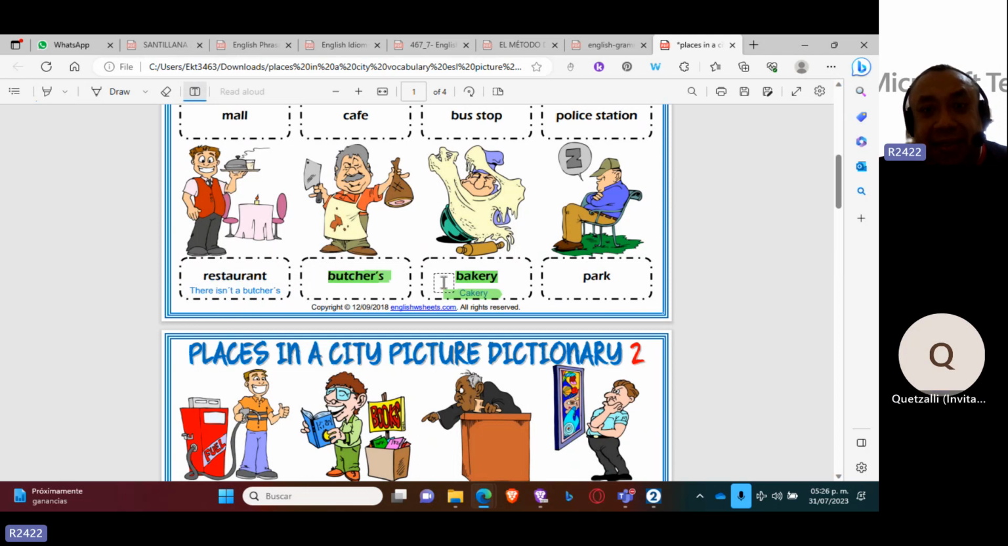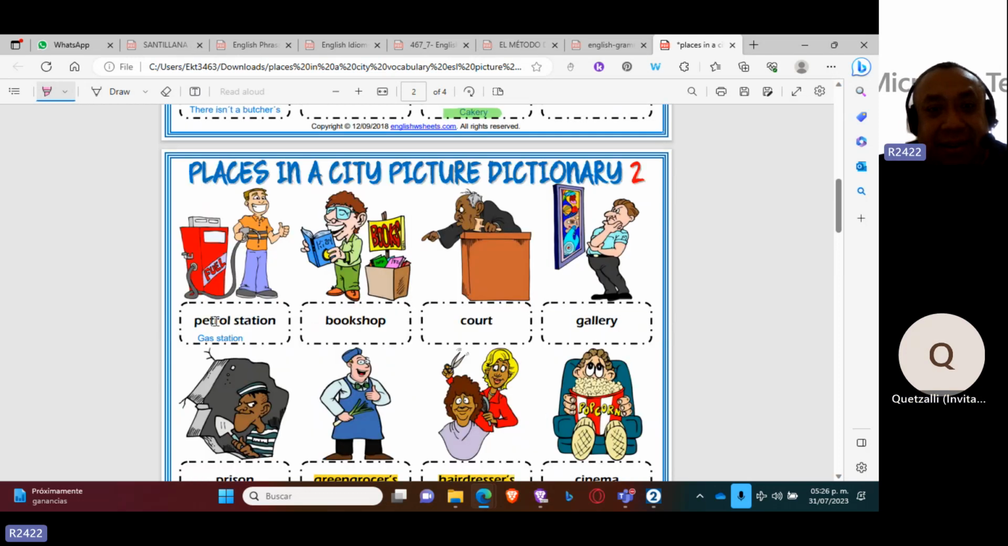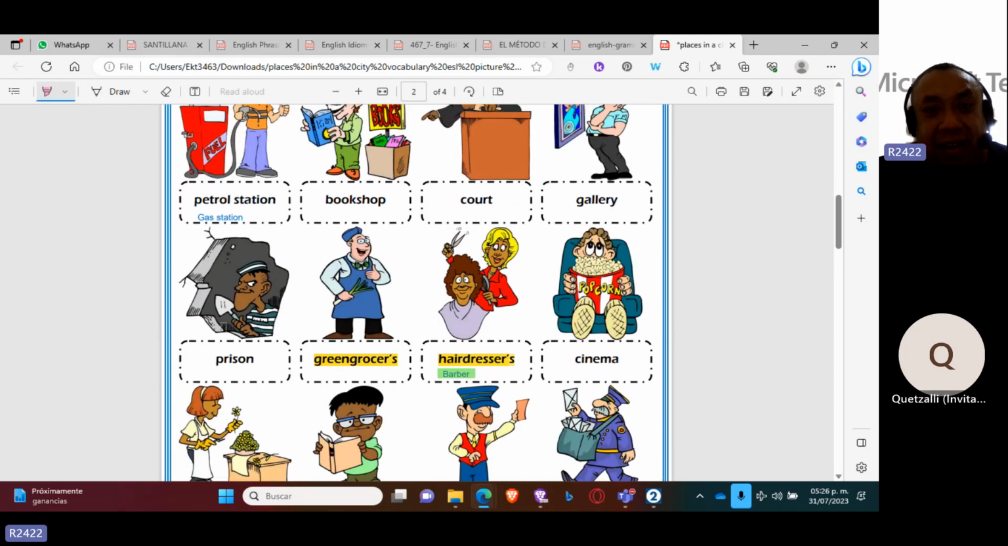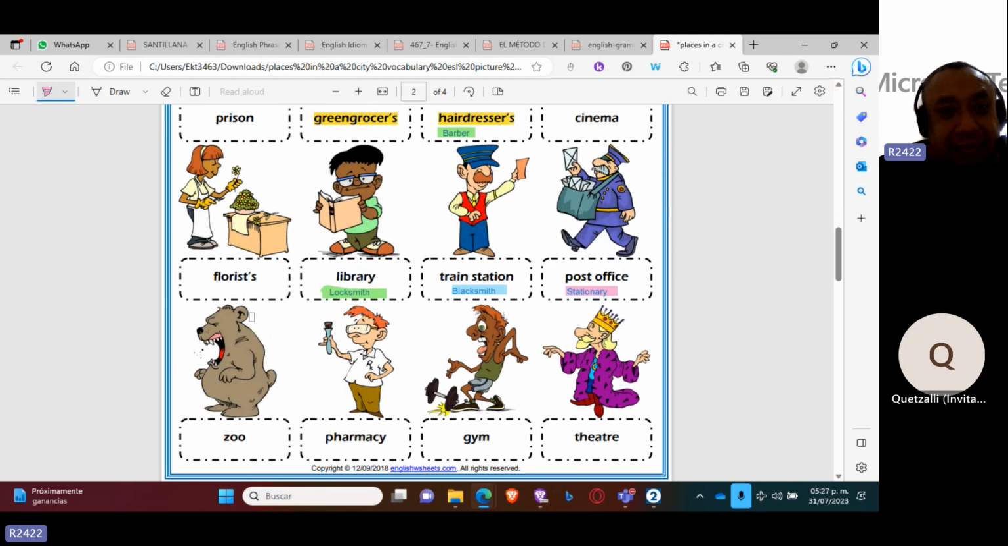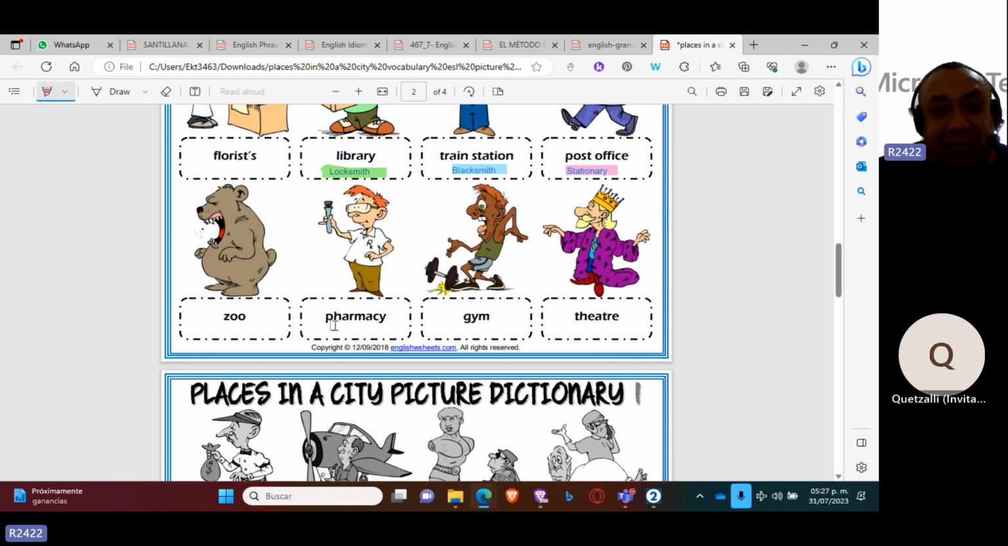Is there a bakery? No. There isn't a bakery. Okay. What about a green grocers? Is there a green grocers? Yes, there is a green grocer. Very good. What about a pharmacy? Yes, there is a pharmacy. Okay. Is there a gym? No, there isn't any gym.